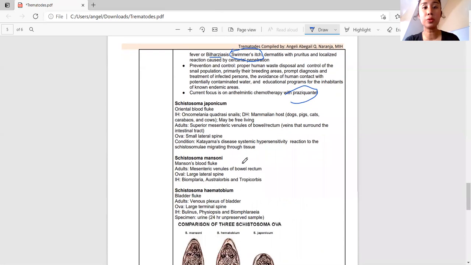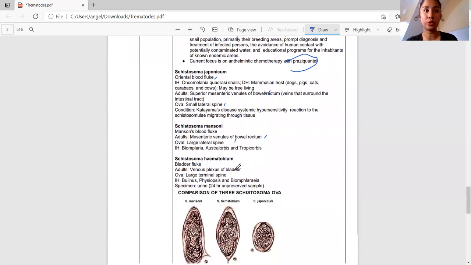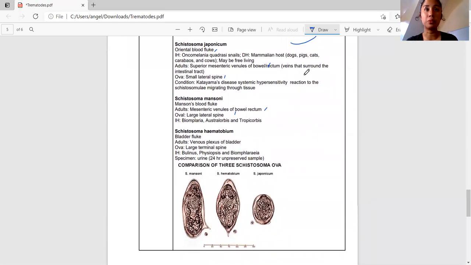So, class, your blood flukes, they are blood flukes because they are found in your portal bloodstream. Yan. So, your Schistosoma japonicum or oriental blood fluke is found in the superior mesenteric venules of the bowel or rectum. So, when we say mesenteric venules, class, these are the blood vessels around your small intestinal tract. So, it has a small lateral spine. Schistosoma mansoni, mesenteric venules, and or Manson's blood fluke. Pakitake note yung mga intermediate hosts.